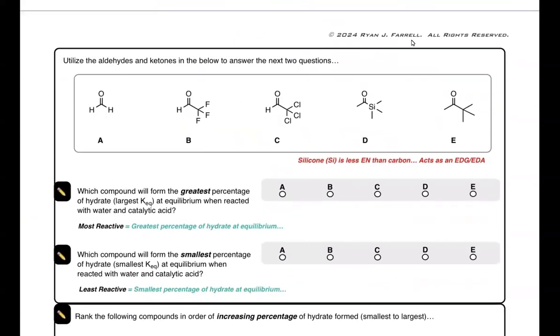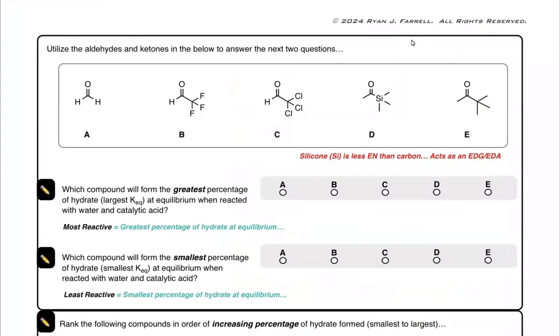All right. So now let's do some problems relating to KEQ and relative percentage of hydrate generated. For these two questions here, we're going to use these 5 carbonyls. First question is asking which of them will form the greatest percentage of hydrate, largest KEQ, at equilibrium. Well, we'd form the greatest percentage of hydrate if we were to be looking at the most reactive of our carbonyls. So let's find the most reactive.